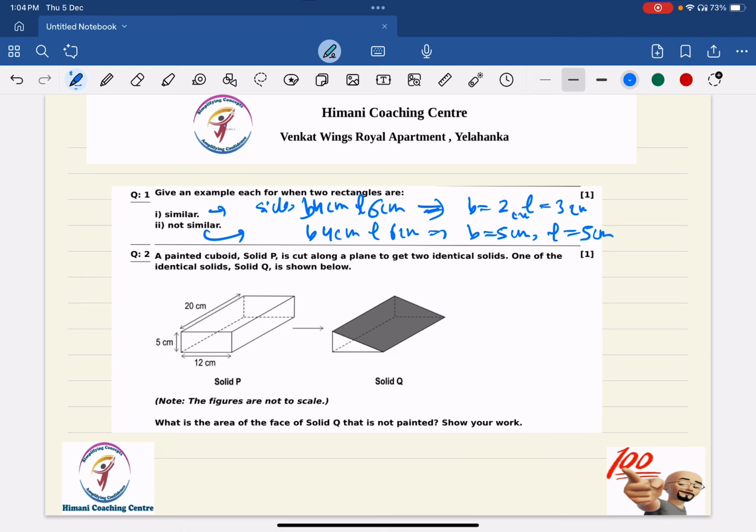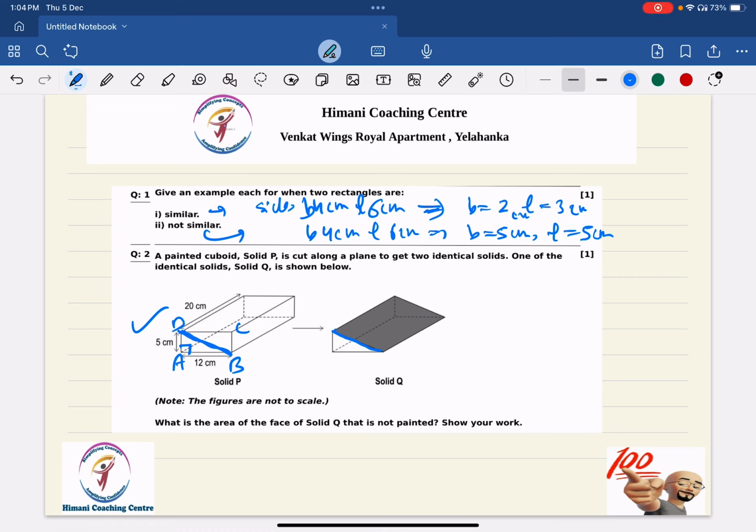Next question, painted cuboid or solid P. So this is painted, is cut along a plane to get two identical solids. One of the identical solids, solid Q, is shown below. What is the area of the solid that is not painted? So if you look at this diagram, see this part, okay, is actually this. In a rectangle, this is the diagonal, and we will use Pythagoras theorem to find the length of the diagonal. So just write this down, A, B, C, D, perhaps.